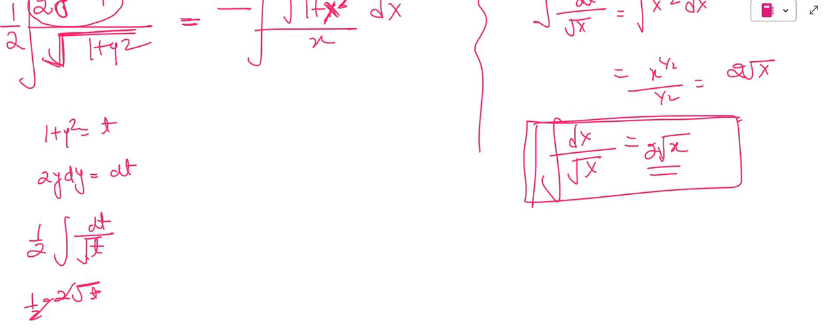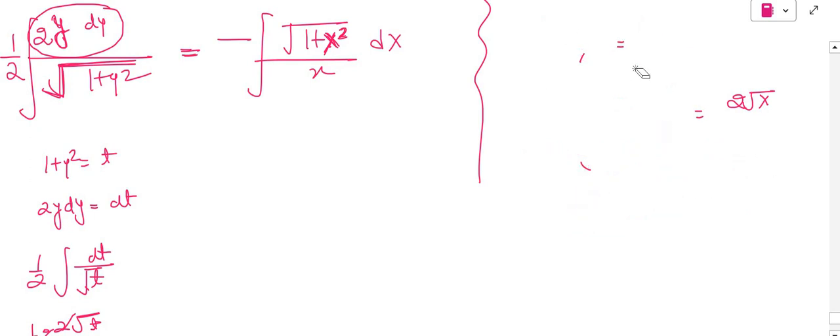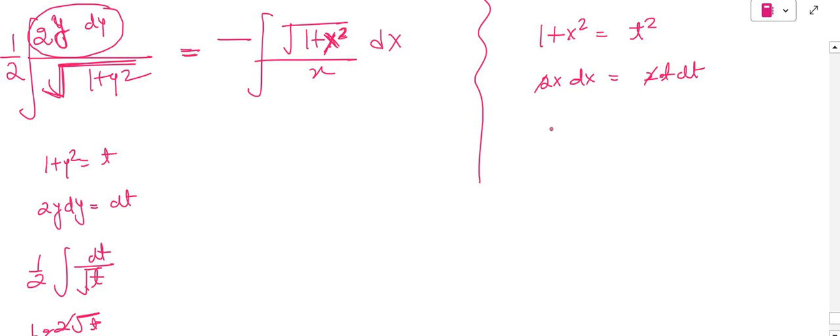Now we will take care of the right hand side. Left side is sorted here. How to do this? Here you have to be a little bit careful on the right hand side. See here, can I write 1 plus x square is t square? Okay, so 2x dx will be 2t dt, or I can say simply x dx is t dt. Correct?